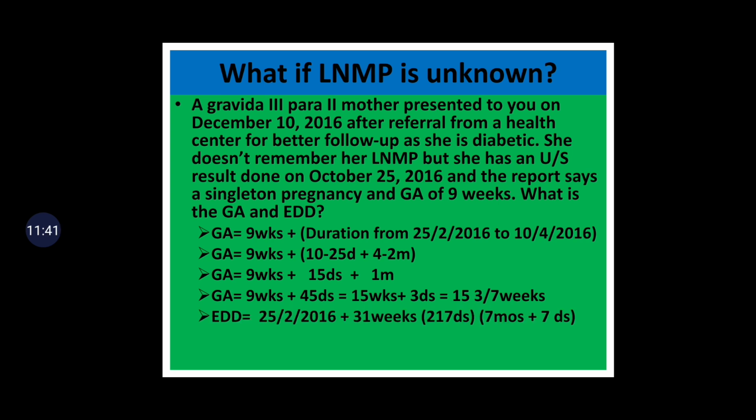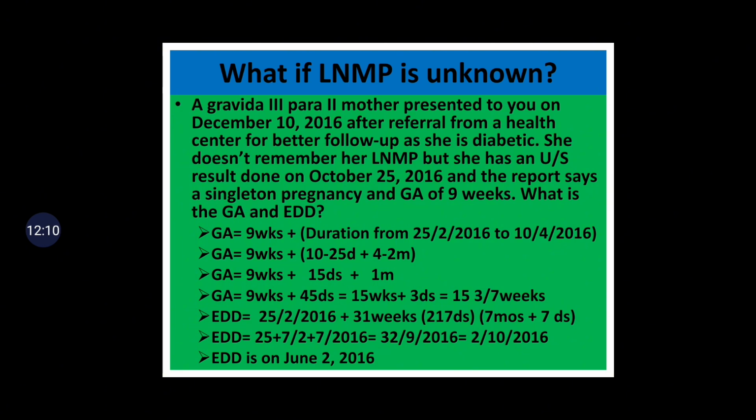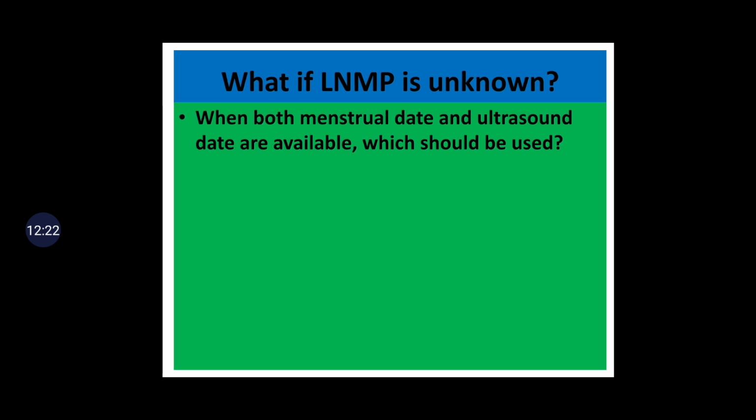Expected date of delivery will be 31 weeks after October 25. So we will add 31 weeks to October 25. 31 weeks means 217 days. 217 days means 7 months plus 7 days. So we will add 7 to the month and 7 to the day. Then 25 plus 7 gives us 32, and 2 plus 7 gives us 9. Then, as there is no 32nd day of the month, we transfer 13 to the month. Then the day becomes 2 and the month is converted into 10. Then EDD is on June 2, 2016.